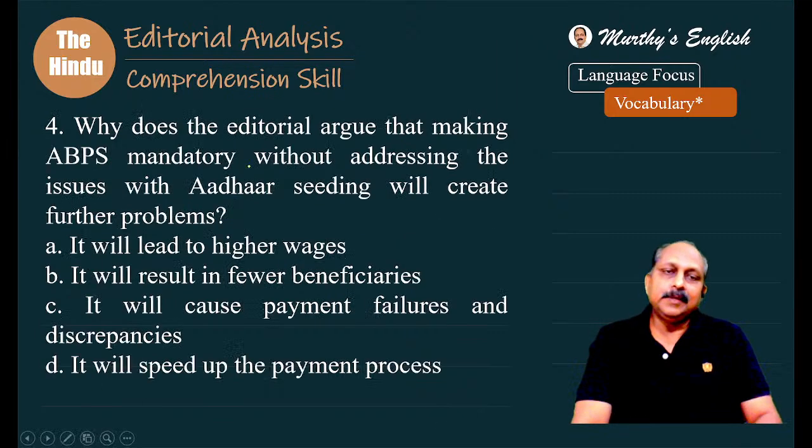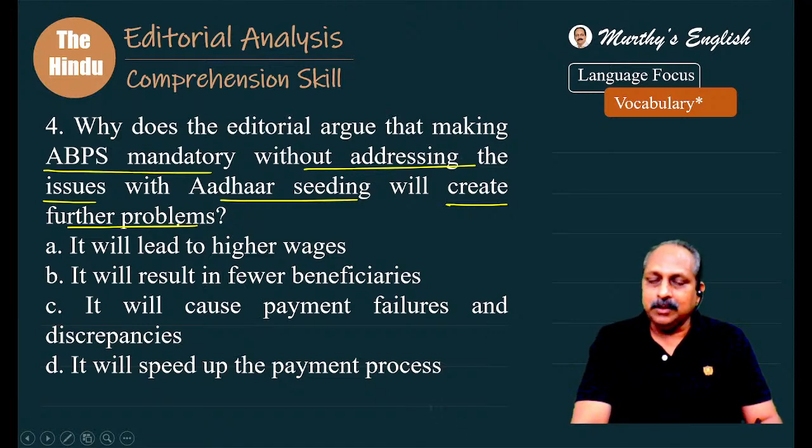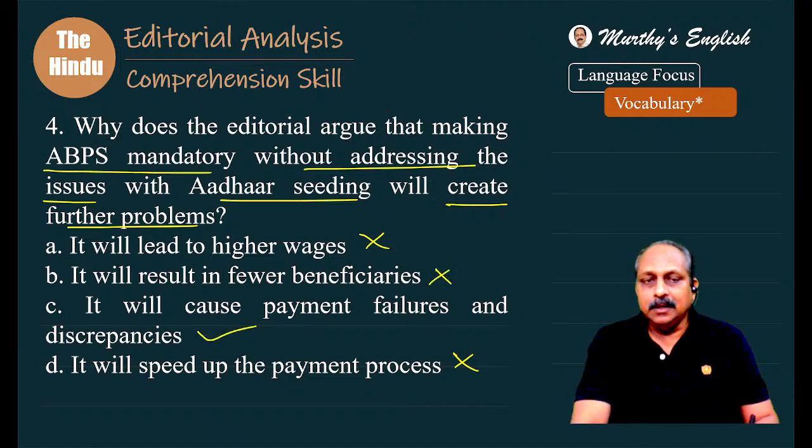B is the answer. Why does the editorial argue that making ABPS mandatory without addressing the issues with Aadhaar seeding will create further problems? Why does the editorial think it will create further problems without correcting the problems? It will lead to higher wages. It will result in fewer beneficiaries. You can hold this one. It will cause payment failures and discrepancies. It will speed up the payment process. So, between the two, more appropriate, more relevant, more pertinent, it will cause payment failures and discrepancies.